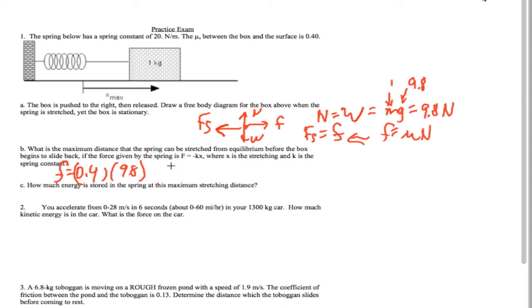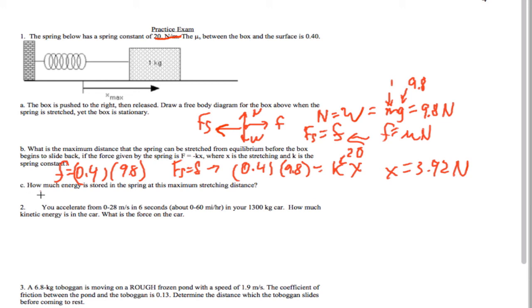We're going to then set the spring force equal to this friction force, and that means 0.4 times 9.8 is going to equal the spring force, which is k times x, and for k we're going to put in 20 because that's what k is right here. When we calculate x, we're going to end up getting 3.92 newtons.